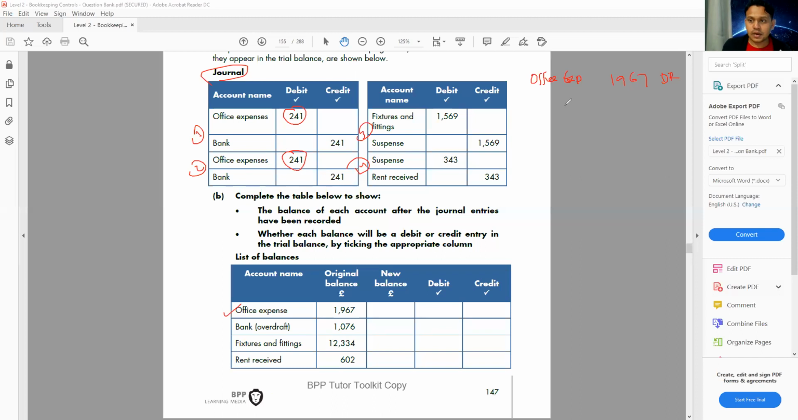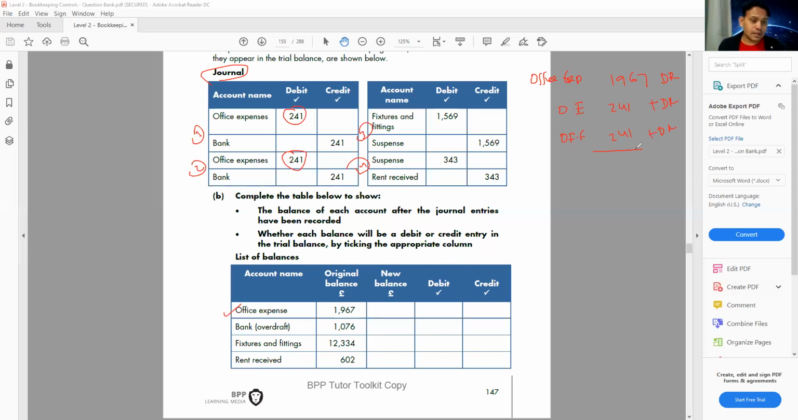So we have here office expense, that is 241 debit, and again office expense 241 debit. All are debit. So debit means plus. Debit and debit, they are from the same category. One debit and another debit means plus. One debit, another credit means plus and minus. One credit, another credit means plus. One credit, another debit means minus. Remember that.